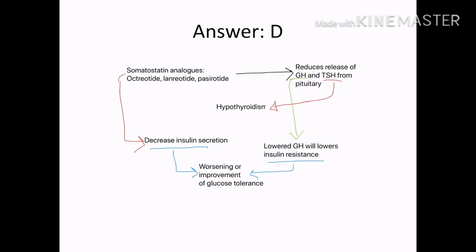At the same time, somatostatin analogues also decrease insulin secretion from the pancreatic islet cells. As the insulin secretion decreases, there is a chance that glucose tolerance will worsen. But at the same time, as the growth hormone levels in the body fall, insulin resistance will lower. The cells will become more receptive to insulin, as excessive levels of growth hormone lead to insulin resistance. So both of these effects will play side by side and the patient can have worsening or improvement of glucose tolerance.